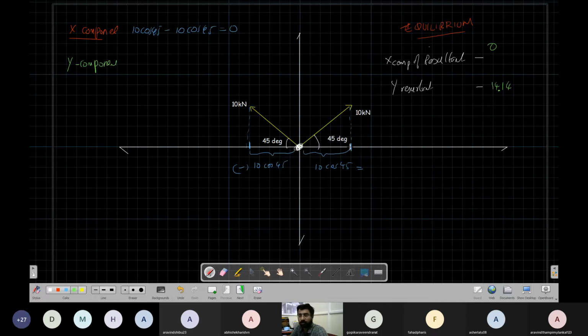Y component, this is the y component. The y component of this force is 10 sin 45. This is also in the positive direction, and this is also in the positive direction, so we have to add. This gives me 10 sin 45 plus 10 sin 45, which is equal to 20 sin 45.